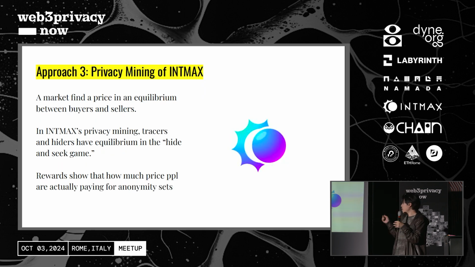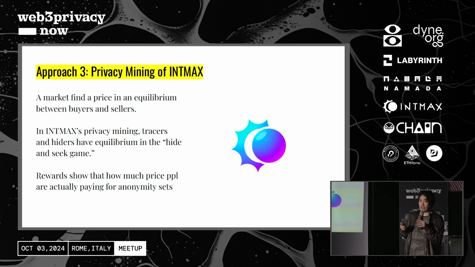So it's my project on another way to measure the price of privacy. We are doing the privacy mining, and it has an equilibrium like a market mechanism, right? A market has an equilibrium between buyers and sellers, so the way we can find the equilibrium between tracers and the privacy holders, then we can tell how much price people are actually paying for the anonymity set. This is what we are doing right now.